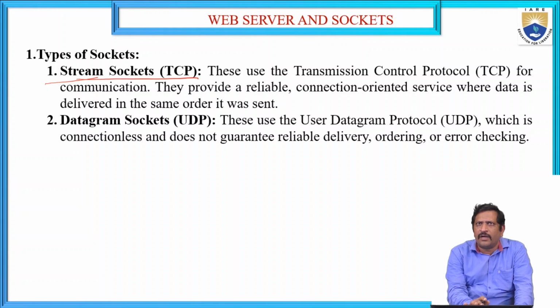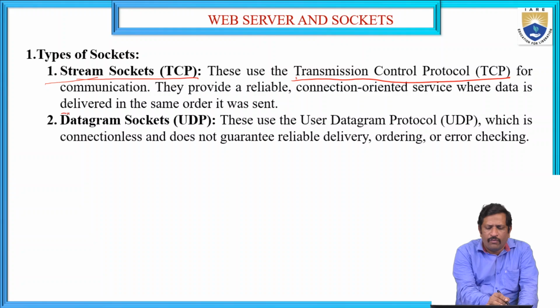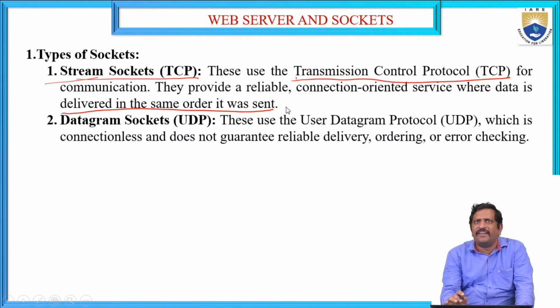These stream sockets use the Transmission Control Protocol for establishing communication between two devices, that is, a sender and a receiver. They provide a reliable, connection-oriented service where data is delivered in the same order it was sent. Whatever the order in which we send from the source, the data will be delivered in the same order.